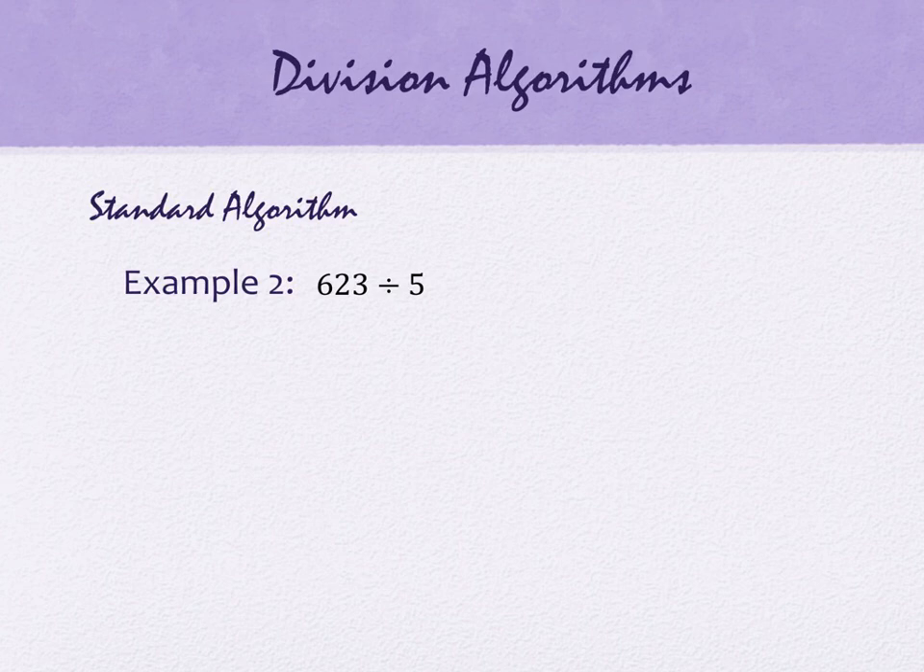Okay, so the division algorithm first that you're familiar with is called the standard algorithm. And it works like this. So you have the number 623, and you're dividing by the number 5.